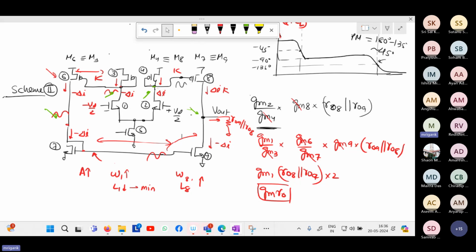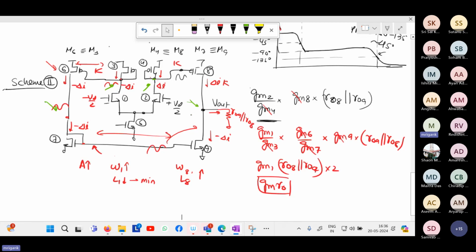But then the same problem will come: the poles will be at both nodes. Both nodes will have poles. Again, you have to compensate, using a compensation capacitor, etc.